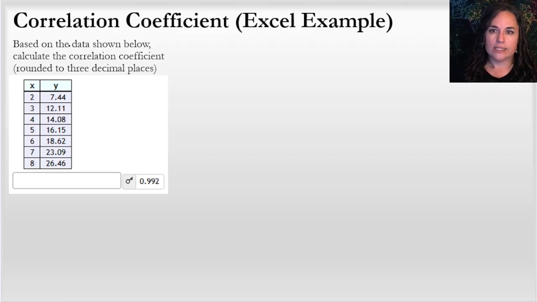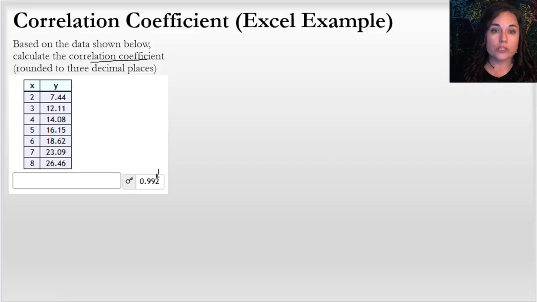This is based on the data shown below. Calculate the correlation coefficient. And I actually have it down here. You can see the answer down here. Calculate the correlation coefficient rounded to 3 decimal places. So we're going to go through the process of getting a regression equation, but in Excel rather than Desmos. So you can have this in your pocket as a strategy and refer to this if you need to use Excel.